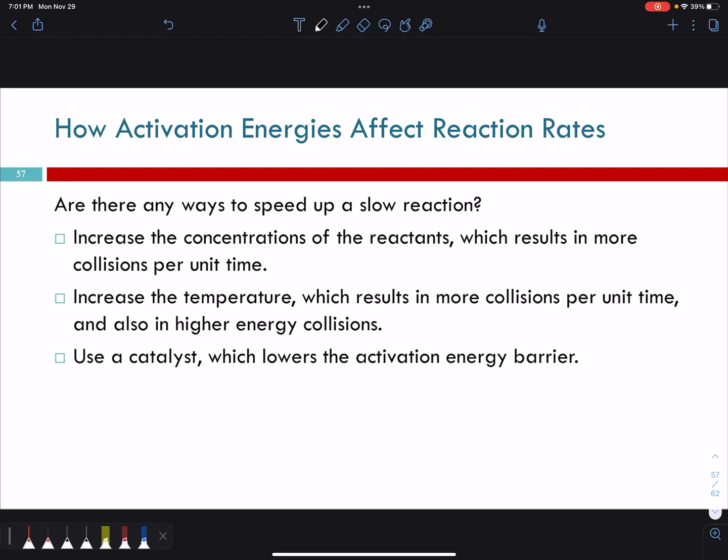So, to speed up a slow reaction, you can increase the concentration of the reactants, right? We add more particles, they have more collisions, and a larger proportion that have the energy to react. You can also increase the temperature, so you're increasing the amount of energy present for all the collisions. And you're also getting more collisions. Or you can use a catalyst, which essentially lowers the energy of activation. There are a lot of different methods that catalysts use, but it only lowers the activation energy barrier. So you're not changing the equilibrium, you're just making it easier to get to equilibrium, and so it happens faster.